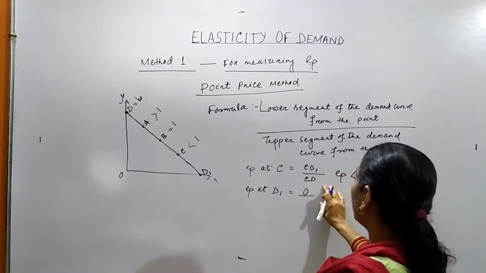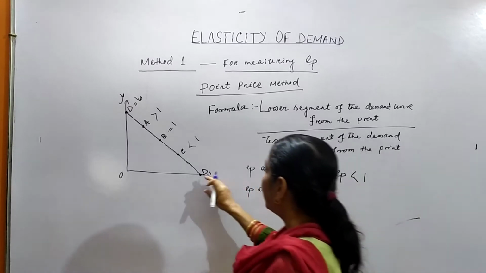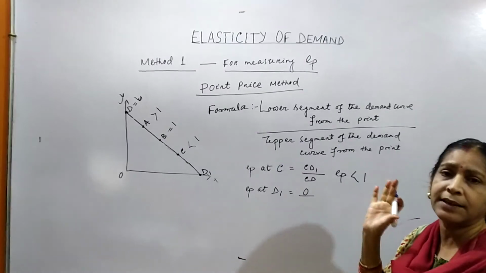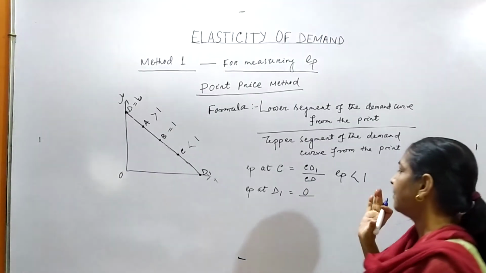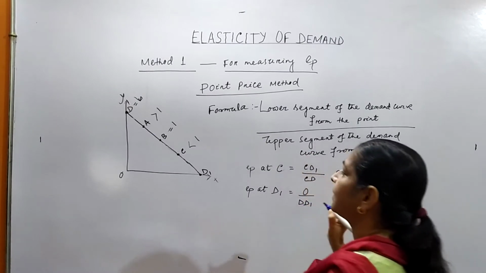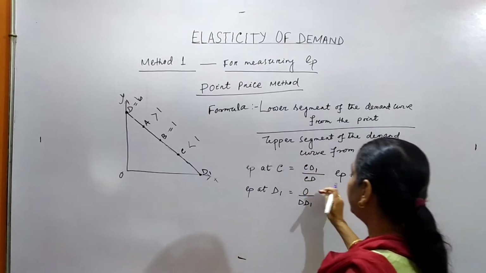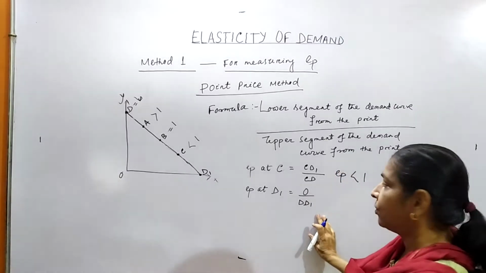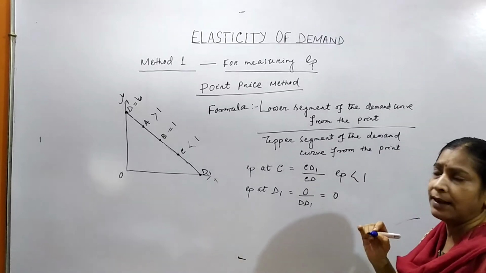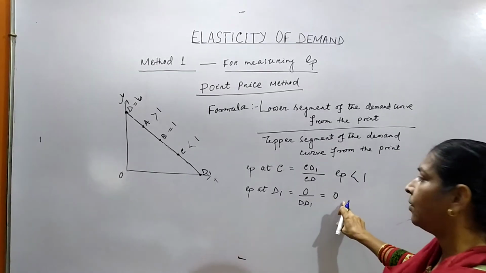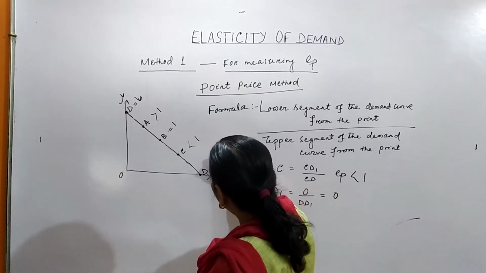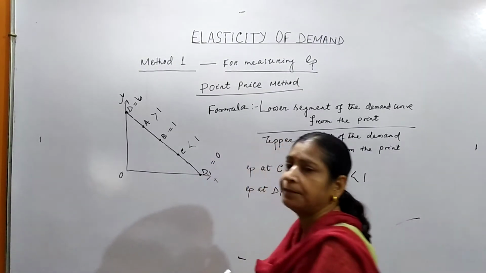Numerator is 0. The upper segment will be the entire straight line from D1, the whole upper segment D1. So 0 by DD1. You know that 0 by something equal to 0. This is the mathematical formula. So 0 by something equal to 0. Now at point D1, EP equal to 0.